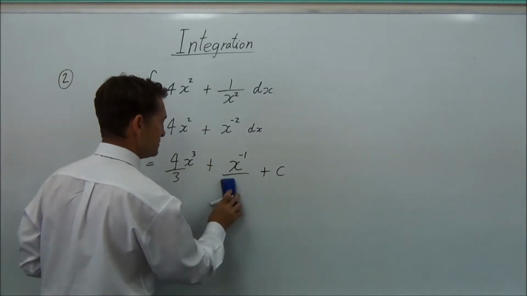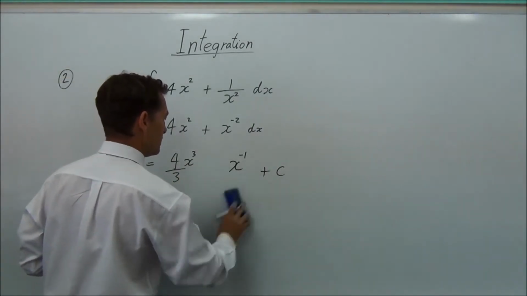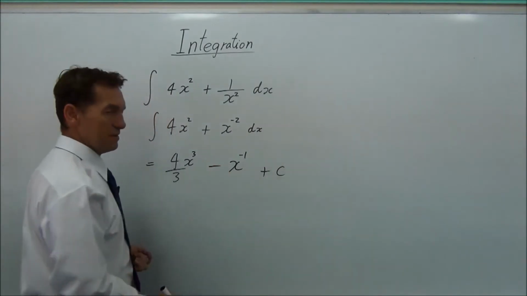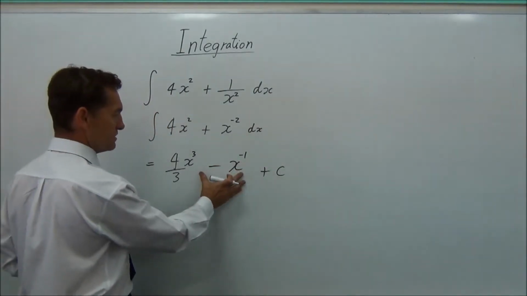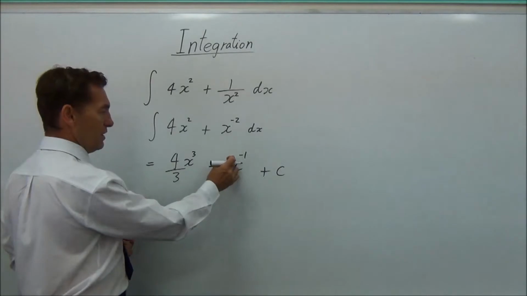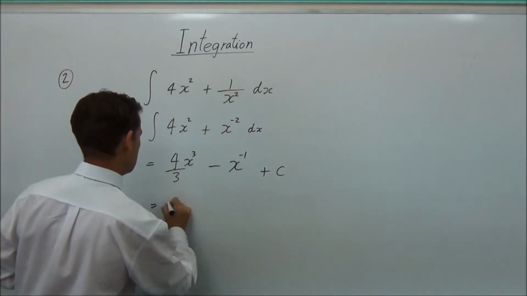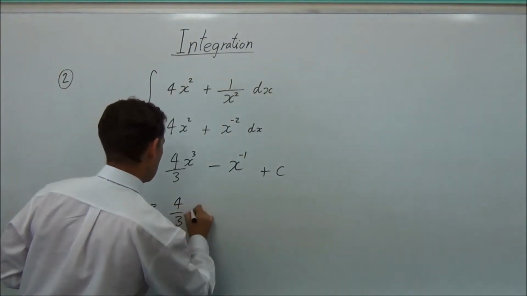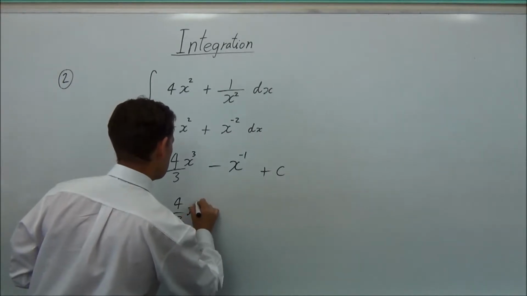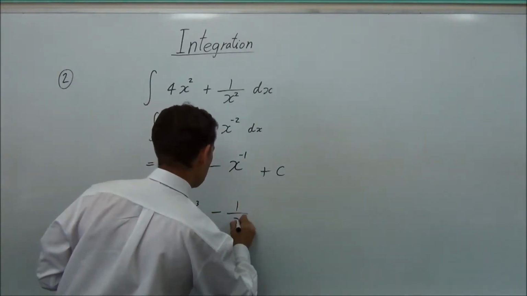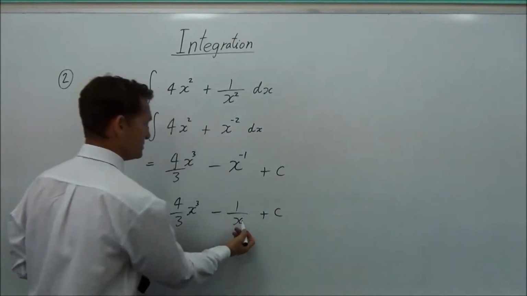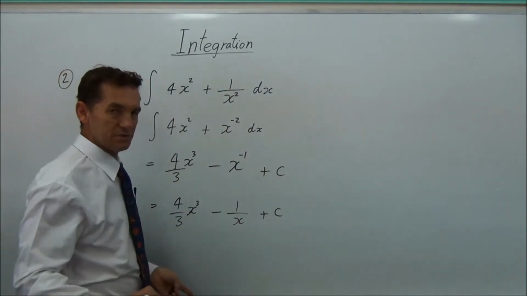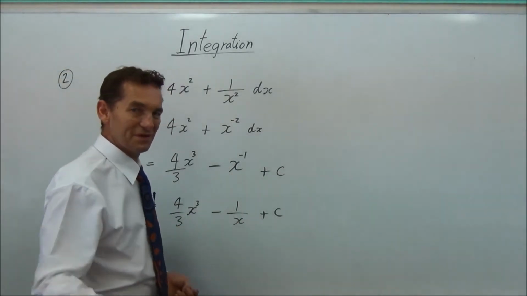Okay, so you don't do that, you do that. And you can express this like that, examiners are fine with that, or you can express it as equals 4 over 3x cubed minus 1 over x plus c. So that or that, examiners know exactly what you're talking about. And you're done.